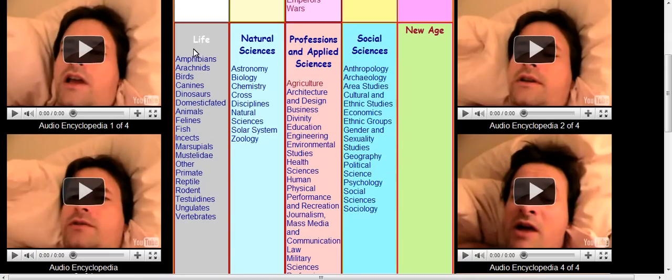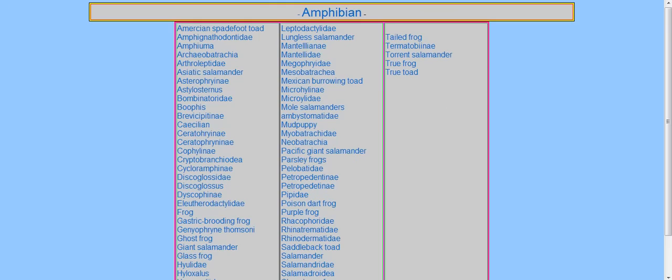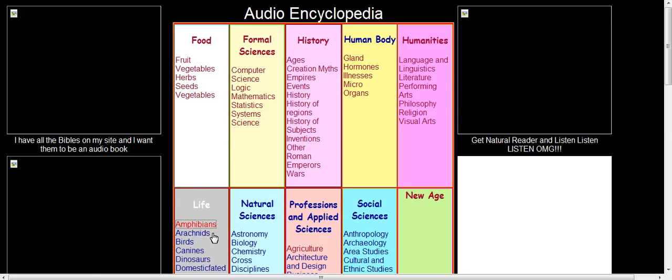So then I have life. Life is a really good one, dude. Oh, and I don't have a page for it. Life is all the animals in the world, dude. Look at this, this is really cool. These are all the different amphibians. If you want to know everything about the amphibians, you would just listen to that.